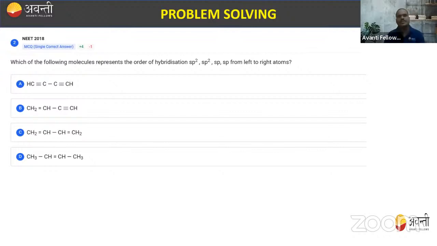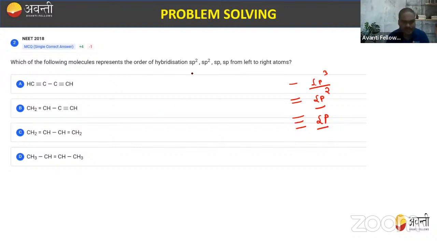Next is: which of the following molecules represents the order of hybridization sp2, sp2, sp, sp? So we have a total of 4 carbons, and out of these you need to find sp2, sp2, sp, sp. Generally, we know that whenever we have a single bond, the hybridization is sp3. In the case of a double bond, the hybridization is sp2. Similarly, in the case of a triple bond, the hybridization is sp. So we have 3 kinds of hybridization: sp3, sp2, and sp.